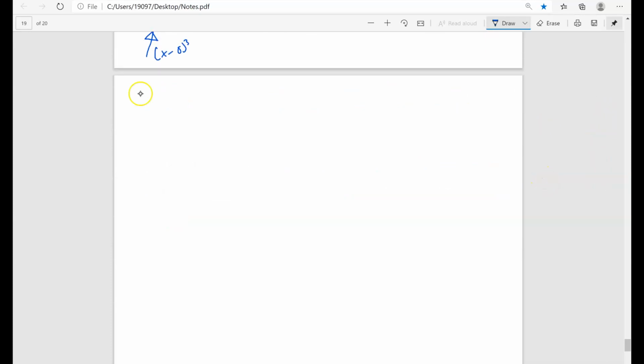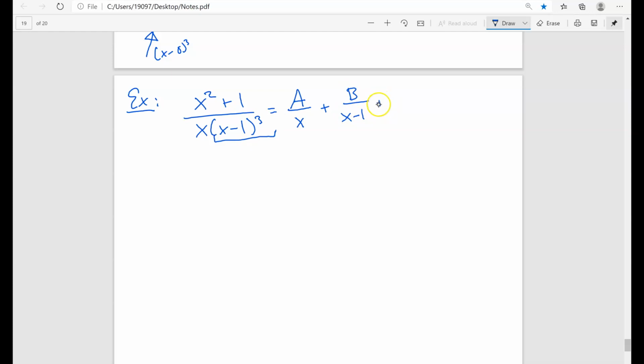Let's say we want to find the partial fraction decomposition of this one, x squared plus 1 over x times x minus 1 cubed. Let's start off by writing the partial fraction decomposition. Notice that you just have an x that's not repeated, so it's just going to be a over x. Then this guy is repeated 3 different times. So it's going to be b over x minus 1, plus c over x minus 1 squared, and then plus d over x minus 1 cubed.